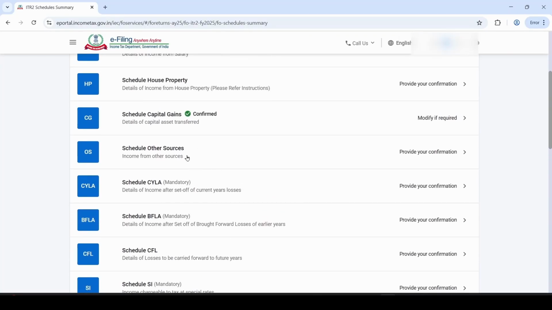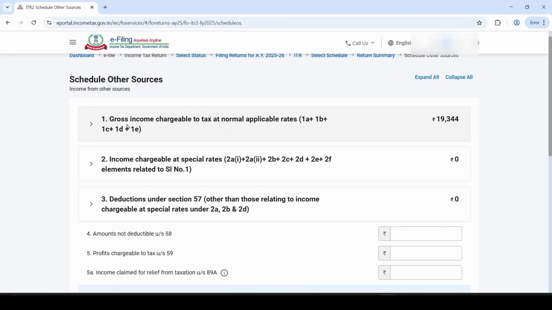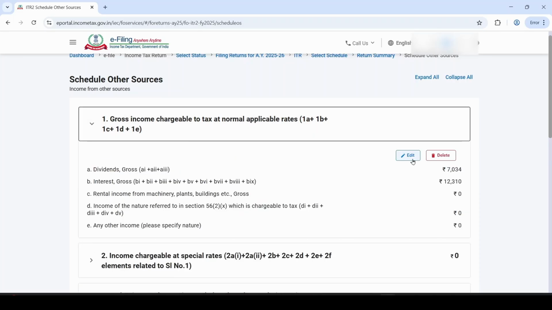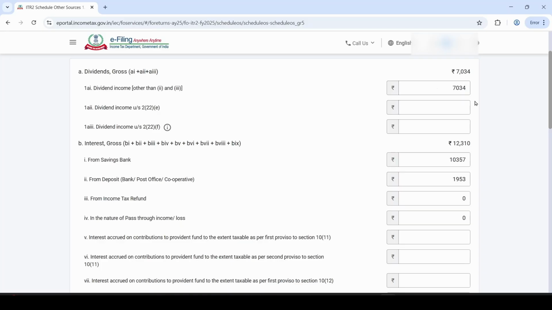Our next schedule is other source income. Here we will report foreign dividend income. Click on it. Click on first point, gross total income chargeable to tax. Click on edit. This is our Indian dividend. Here we will add our foreign dividend.